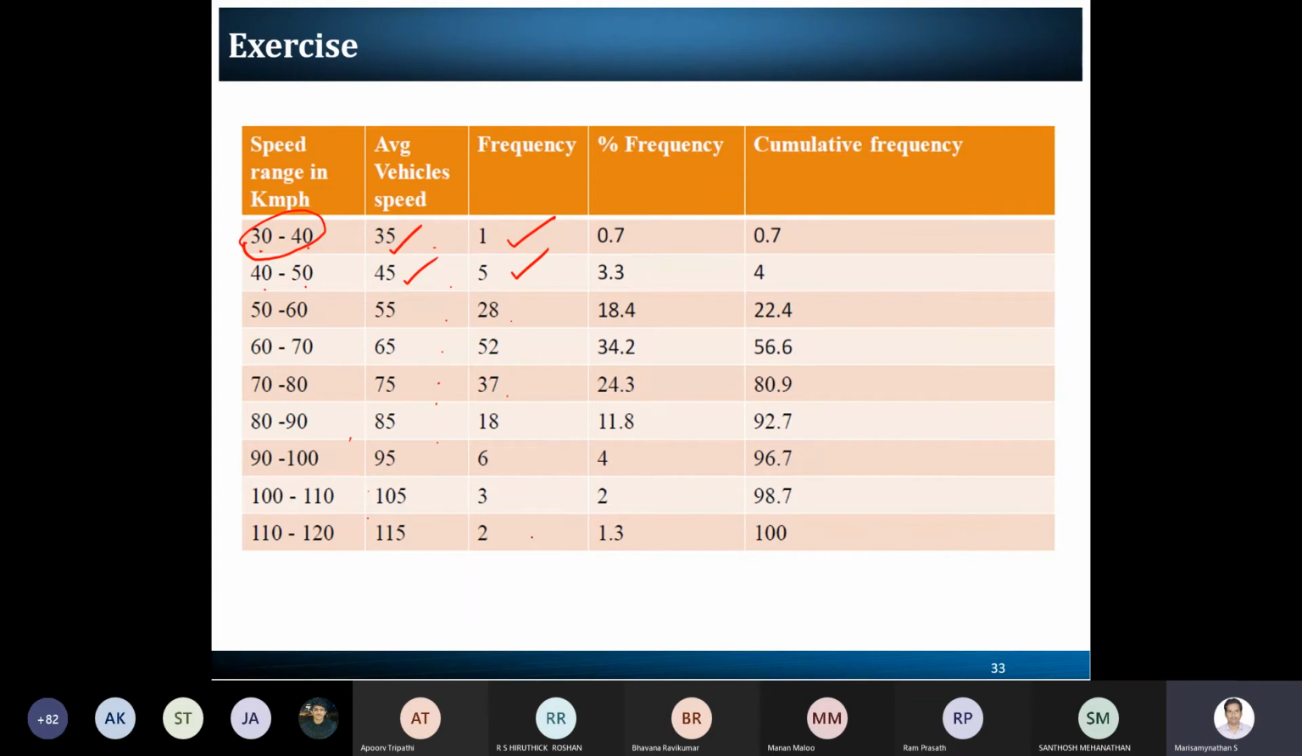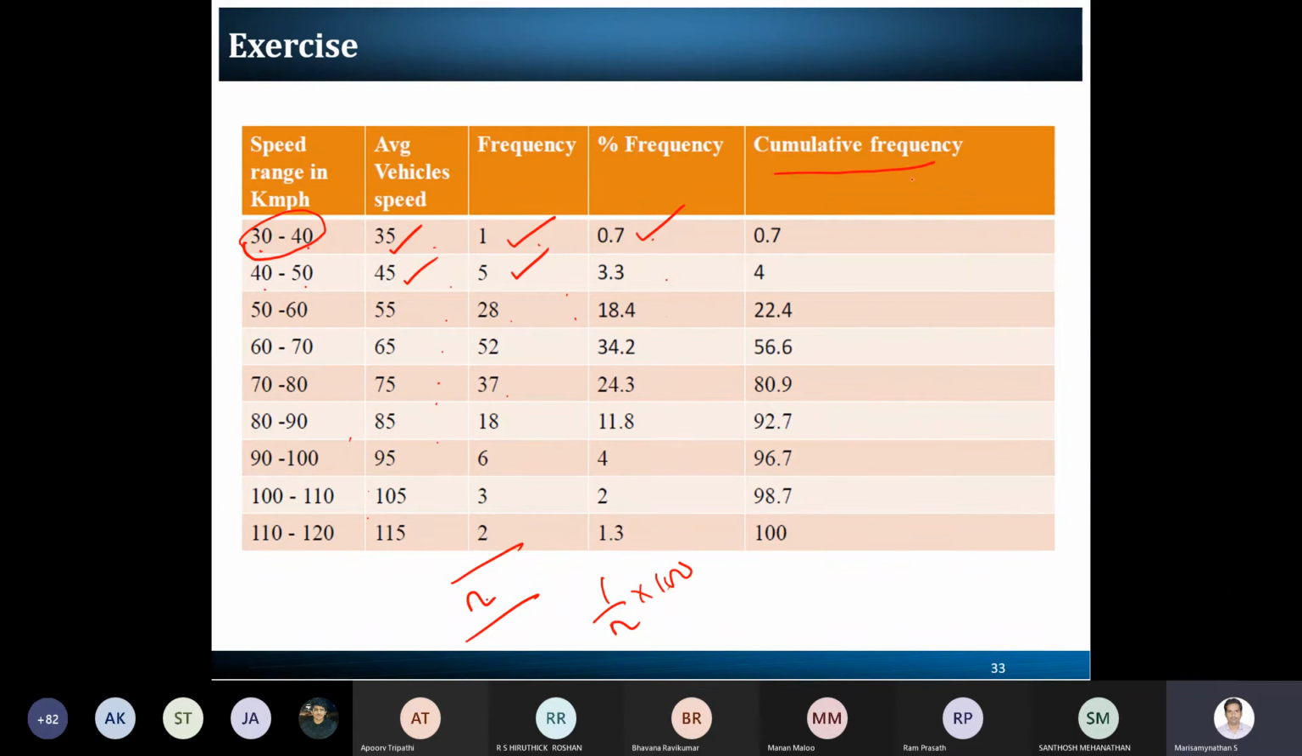You try to estimate the total, n. From n, you find the percentage for each one. So this 0.7 is nothing but 1 divided by n, into 100. That can be estimated as the percentage frequency.